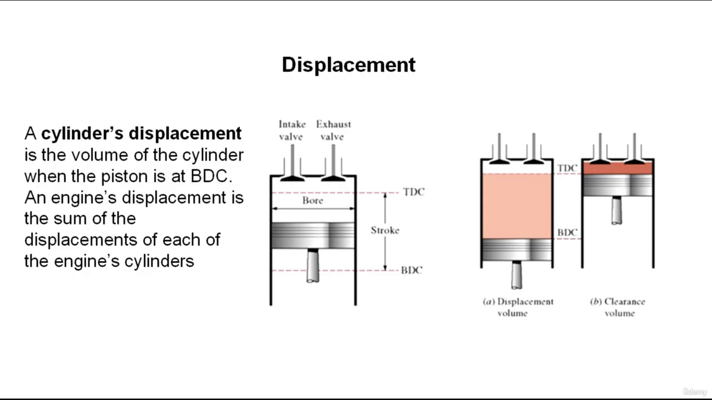We have the displacement. A cylinder displacement is the volume of the cylinder when the piston is at BDC, and engine displacement is the sum of the displacements of each of the engine cylinders. Typically, an engine with a larger displacement produces more torque than a smaller displacement engine. However, many other factors influence an engine's power output, and engine displacement can be changed by changing the size of the bore and/or stroke of an engine.